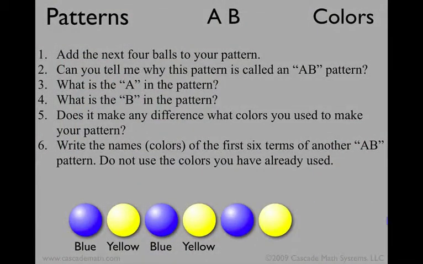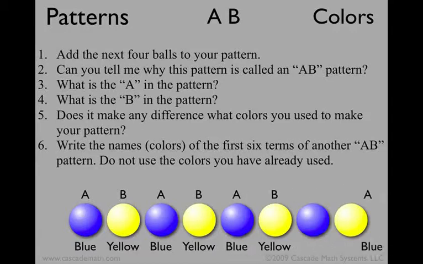Here are the next 4 balls in my pattern. Does your pattern look like mine? This is called an A-B pattern because we have 2 and only 2 different colors repeating. A, B, A, B, A, B, A, B. This is an A-B pattern using colors.